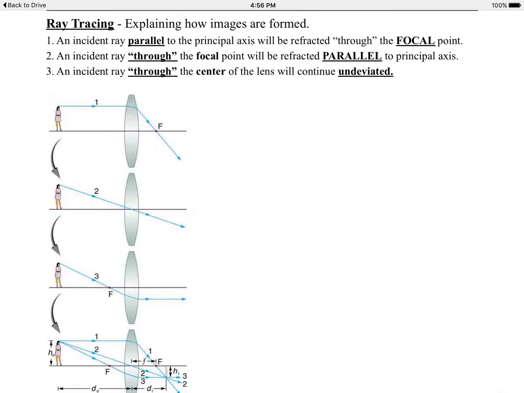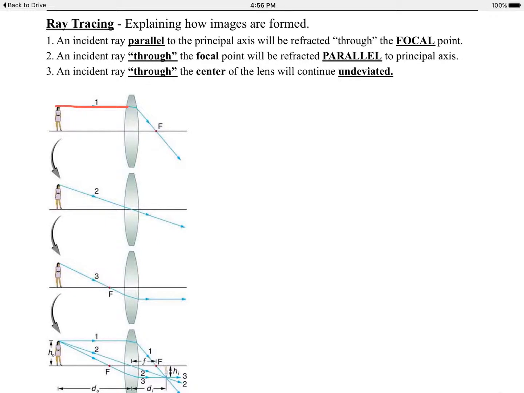So the rules are essentially the same as they are for mirrors, except the rays of light travel through the lens. They refract as they go through the lens instead of reflecting off the surface of the mirror. So the first rule is the same: a ray of light parallel to the principal axis.